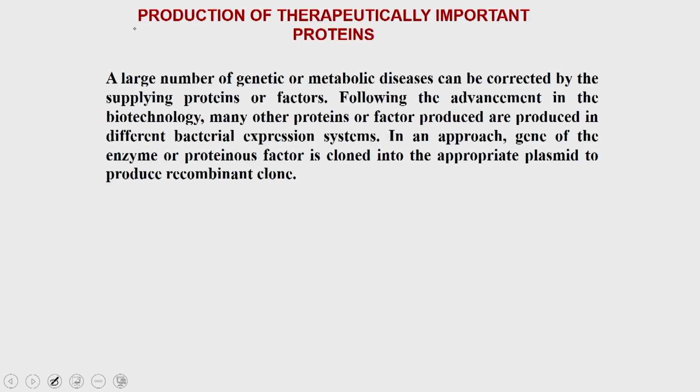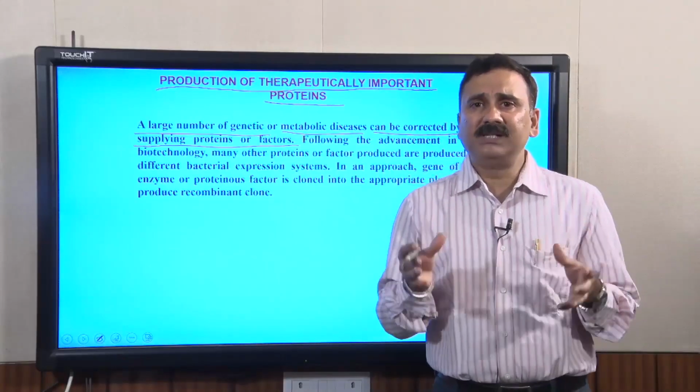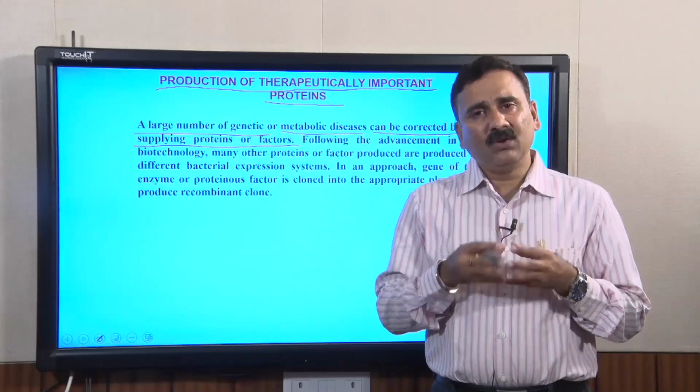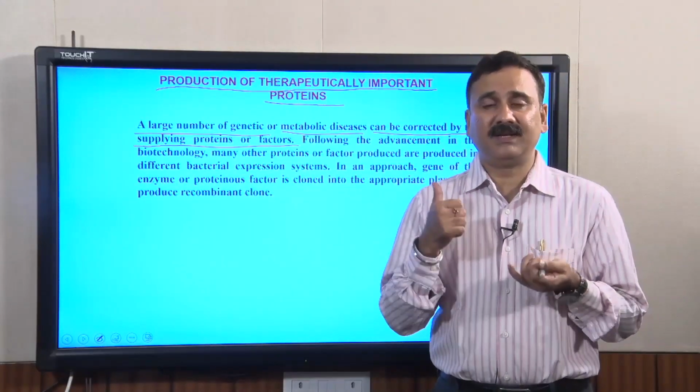Regarding the production of therapeutically important proteins, a large number of genetic or metabolic diseases can be corrected by supplying a protein or factor. So, you know that the human body, or in general even a single cell, depends on many metabolic reactions, and all these metabolic reactions require enzymes.